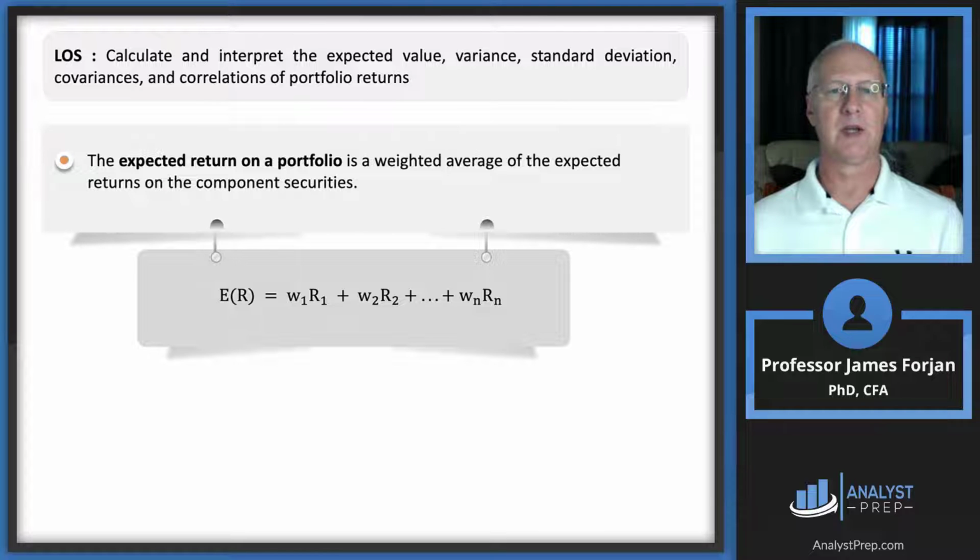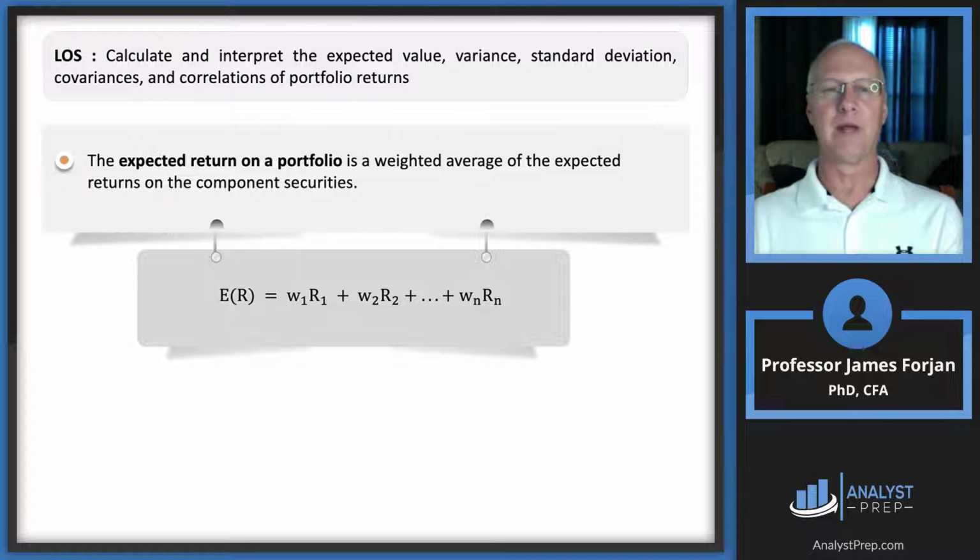Calculate the expected return on a portfolio. Now, of course, the expected return on a portfolio depends on what is the expected return on each of the individual securities inside of that portfolio. For example, if we have 3 stocks in our portfolio and the expected returns are 20, 25, and 30, no matter how we weight them, the expected return on that portfolio is going to be between 20 and 30%.